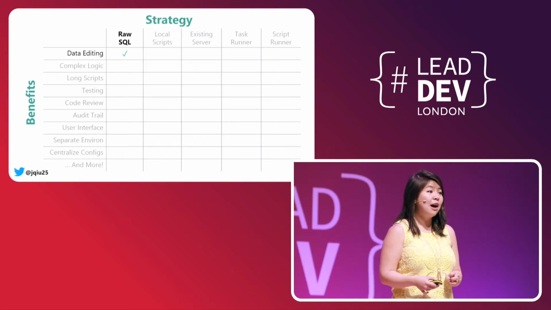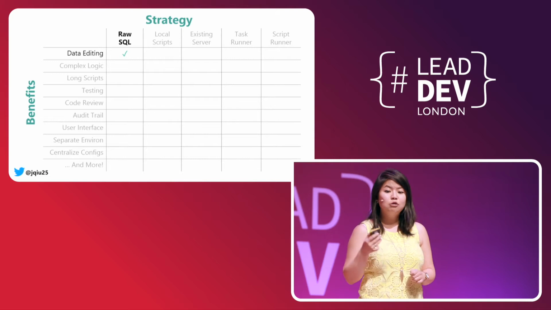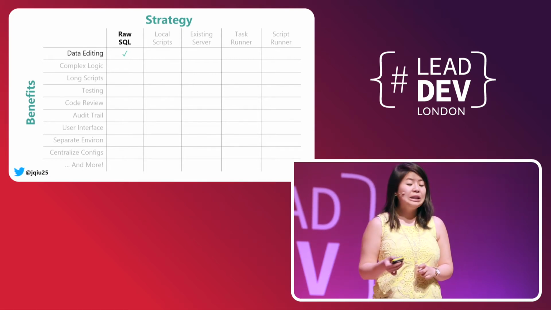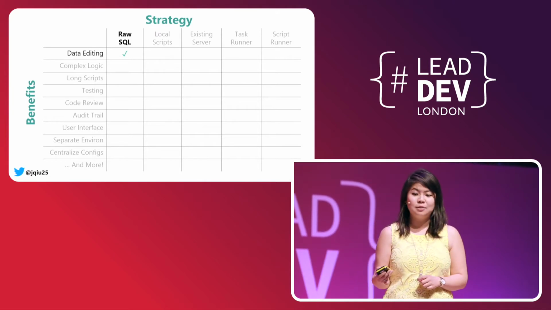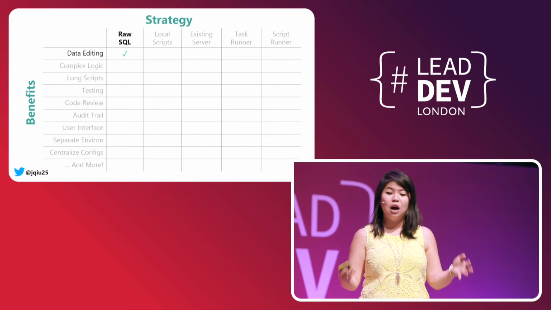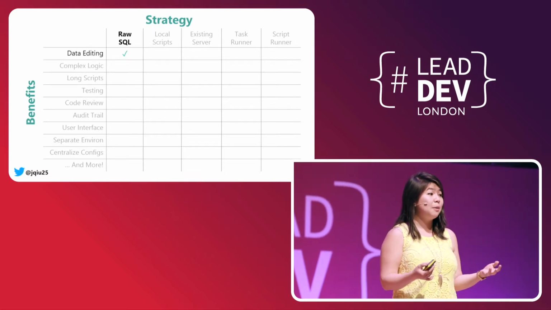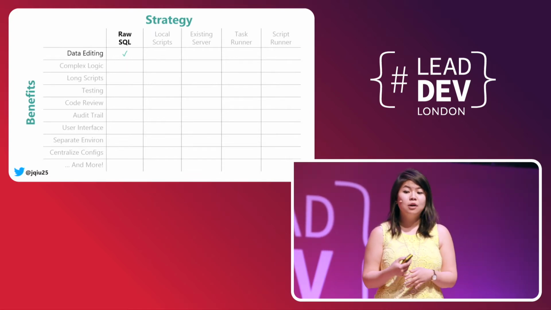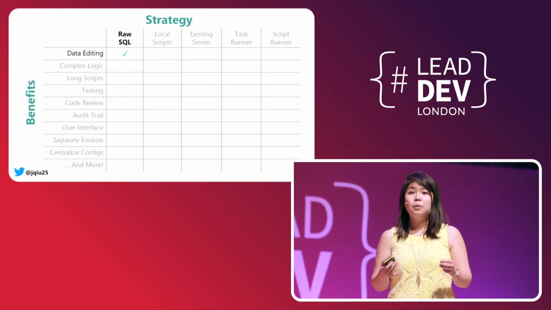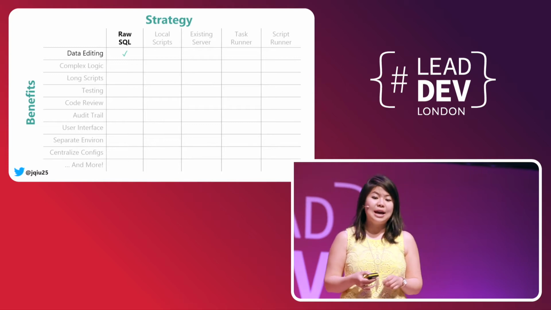So if we think about the journey that we'll go on in this talk, right now we have a strategy that gives us the benefit of data editing. It requires very little upfront investment, and we've also implemented a manual version of a code review process and an audit trail. This is great because at your average startup, raw SQL edits are probably never going to completely go away. We still use this spreadsheet to this day.